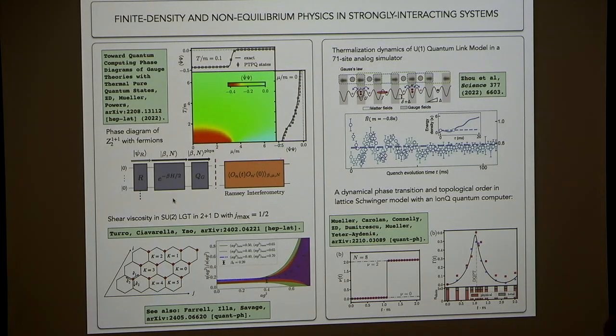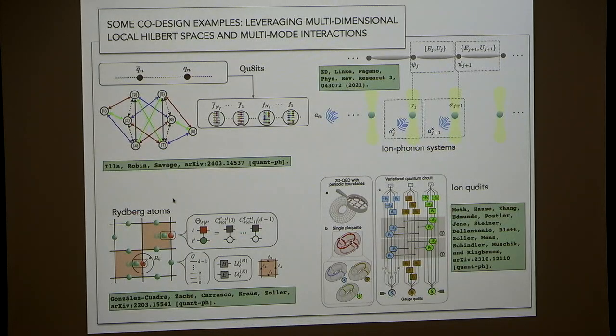We can look at the phase diagram of matter at finite density, finite temperature, and there are algorithms to do that. We can look at things like shear viscosity, which would be very hard using our current Monte Carlo techniques. But again, one of those examples where quantum computing can help. You can look at things like non-equilibrium dynamics, thermalization, topological order, and dynamical phase transitions in gauge theories. Again, all small systems and simpler models, but it gives you an idea of what kind of quantities are accessible eventually.